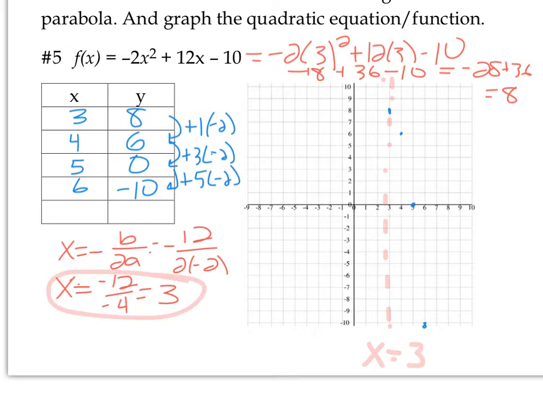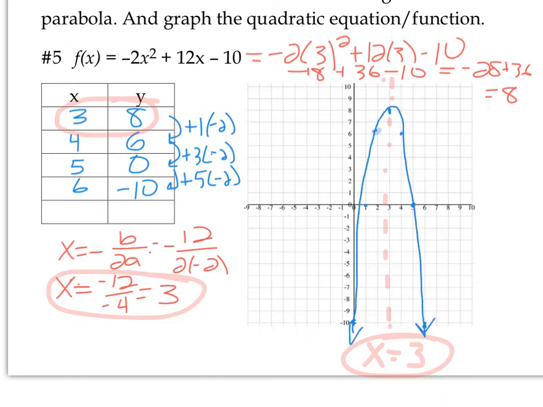My x value of my vertex is the axis of symmetry. The vertex is the point 3, 8. This is the vertex, 3, 8. And I'm going to graph here the rest of this. Get my pen back out instead of the highlighter. And then we'll have a graph that looks like this that I can draw through those points. Put arrows on the ends because it'll keep going. And that's what my graph looks like.